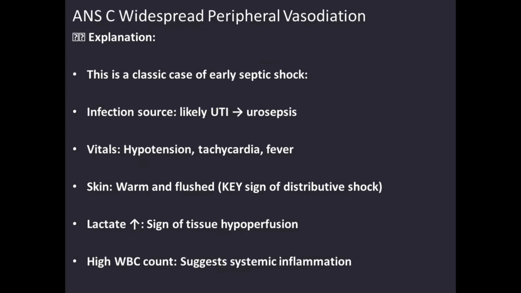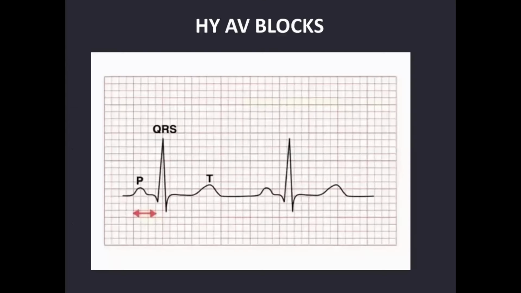And the explanation is that it is the classic cause of early septic shock. The infection source, as mentioned, is a UTI, which results in urosepsis. Your vitals show hypotension, a decrease in blood pressure, which results in reflex tachycardia, and the fever is due to the infection. The skin is warm and flushed due to vasodilation, which is the key sign of distributive shock. Increased lactate is a sign of tissue hypoperfusion. High white blood cell count suggests systemic inflammation.